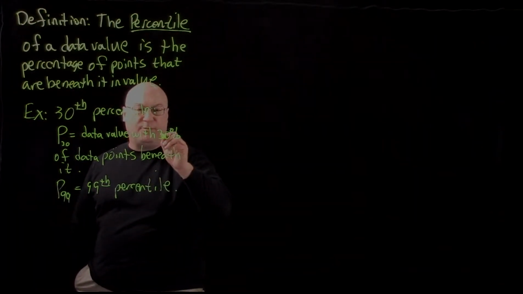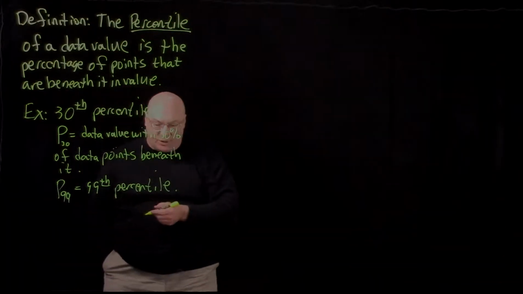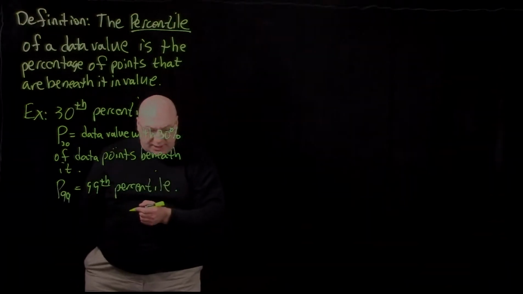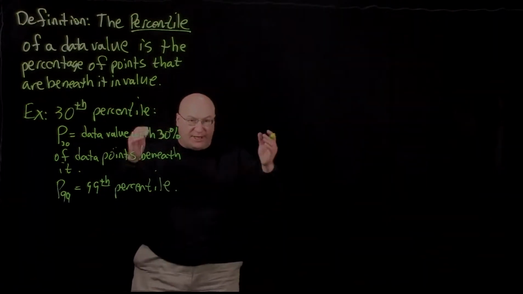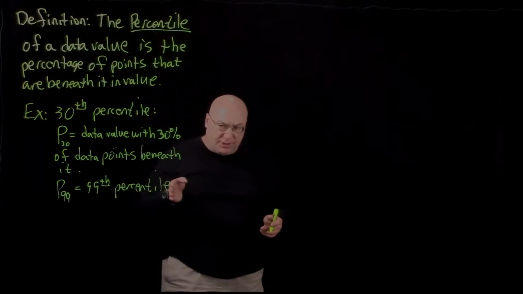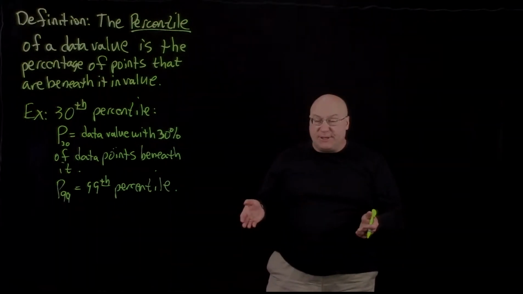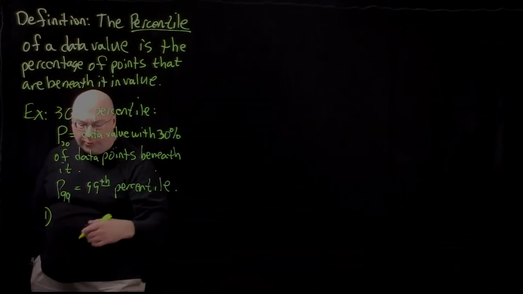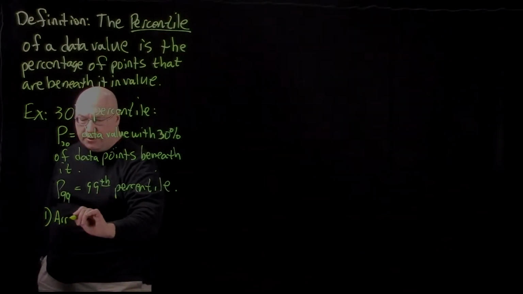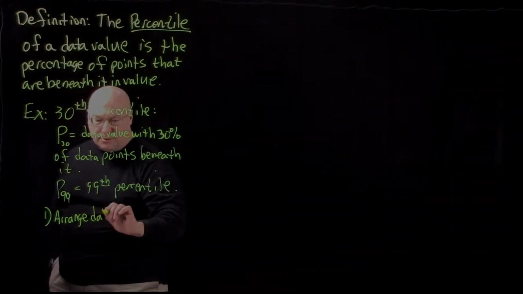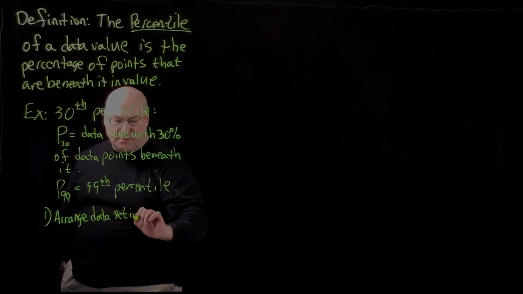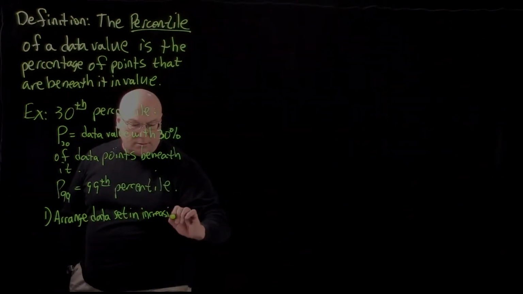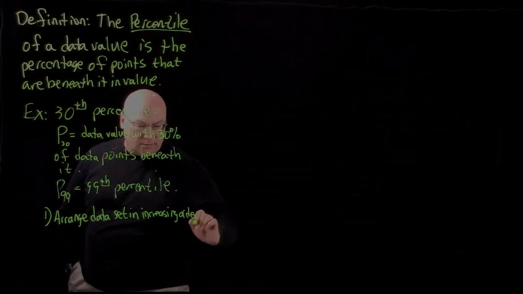Okay, so I have a way of comparing data points now by looking at their percentiles. There are 4 steps to computing a data value's percentile. So I have a data set, and I may be looking at a particular data value in that data set. What's its percentile? All right, the 4 steps are, number 1, arrange the data in increasing order.